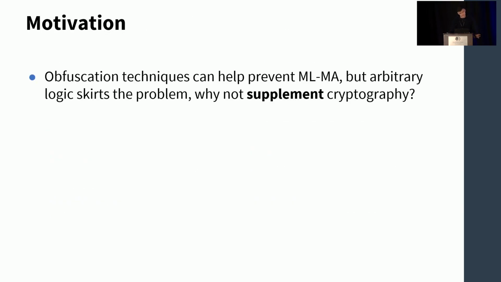So the motivation, based on this background, is that obfuscation techniques, so these are techniques and logic that we can apply outside of the PUF, can help prevent machine learning modeling attacks by reducing correlative properties between challenges and responses. But adding all this arbitrary logic skirts around the problem, as Ron Mays well mentioned on Monday. But then why not use PUFs to supplement cryptography? Why make the assumption that PUFs should completely replace cryptography?